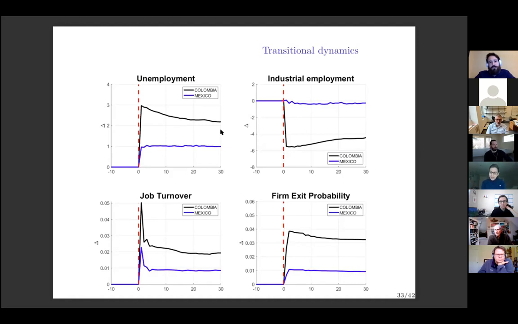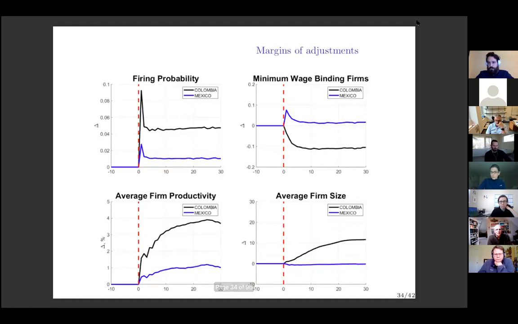So what exactly are you doing? I was curious as you were going through this, what is happening to import penetration in these counterfactuals? And what is happening to export expansion to that tau, for example, that you said is in the model? So if I manage to move, just one second, I try to, okay.